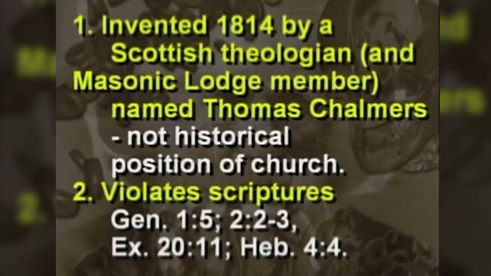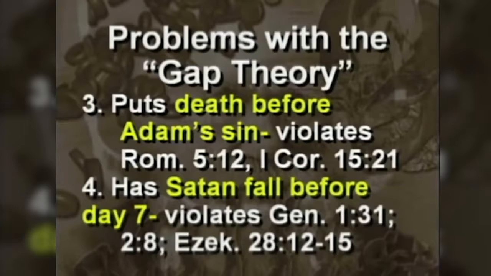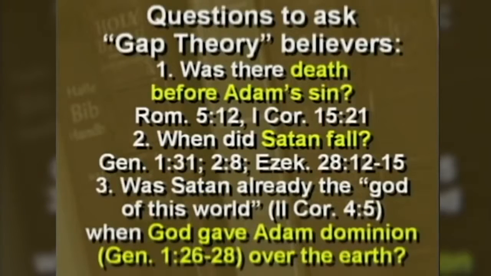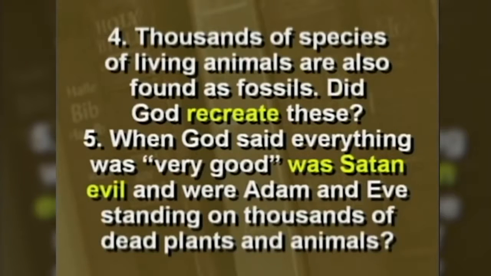1 Peter 1:20 tells us, no prophecy of the scriptures is of any private interpretation, okay? So you got to take Scripture with Scripture, and that's the only way you're going to fit it together. Gap theory was invented by a Scottish theologian named Thomas Chalmers. It violates many Scriptures. It puts death before sin. It has Satan fall before day 7. There are lots of questions you can ask gap theory people if they believe this. Okay, you get my little book about the gap theory if you'd like more on that.